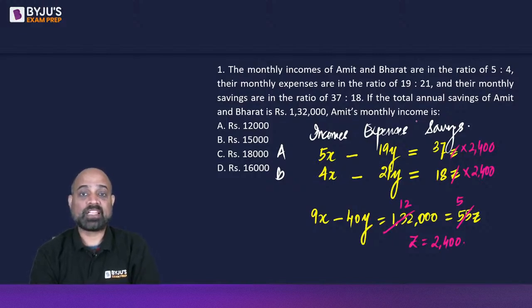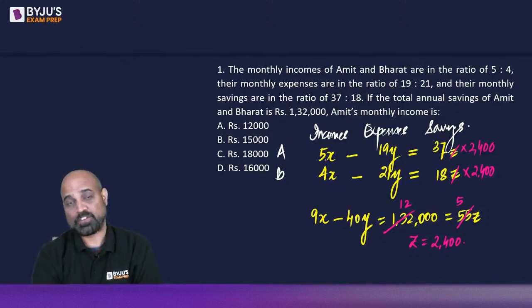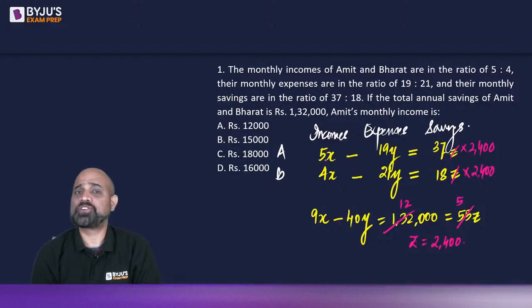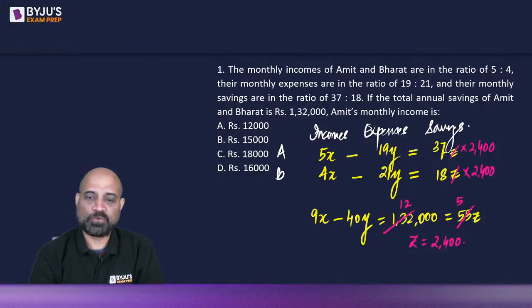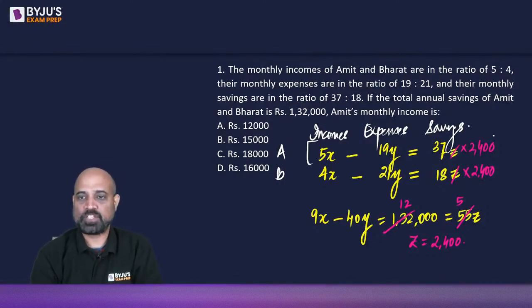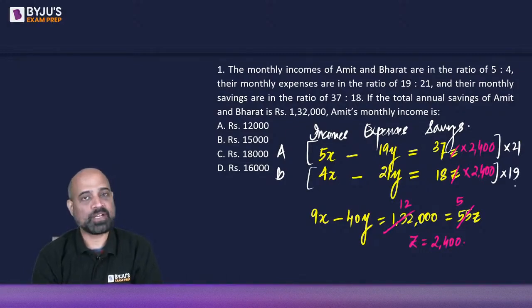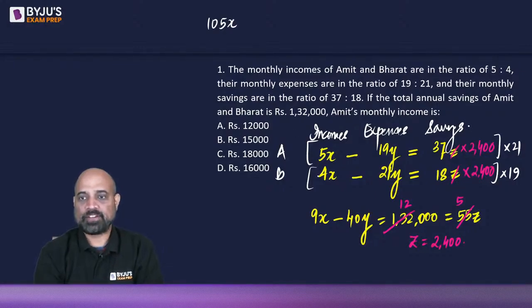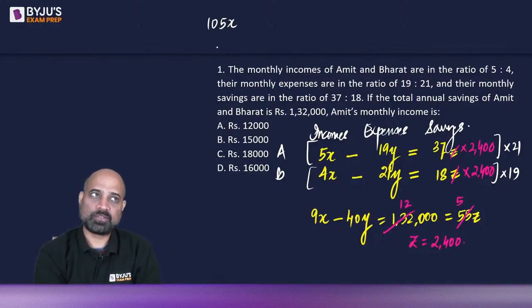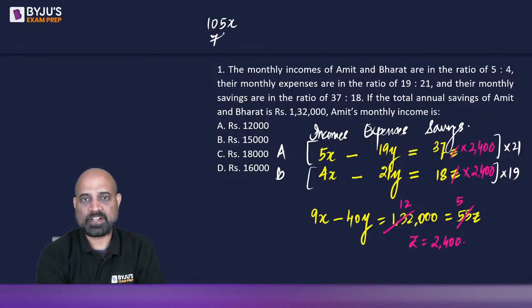And we need to find out the monthly income of Amit. In other words, we need to find out the value of 5x, which in turn means we need to find the value of x, which means we need to get rid of y here. So in order to get rid of y, we'll multiply the first equation by 21 and the second equation by 19 and subtract. So we will get 5 into 21, which is 105x, and 19 into 4, which is 76x. These two will cancel out.